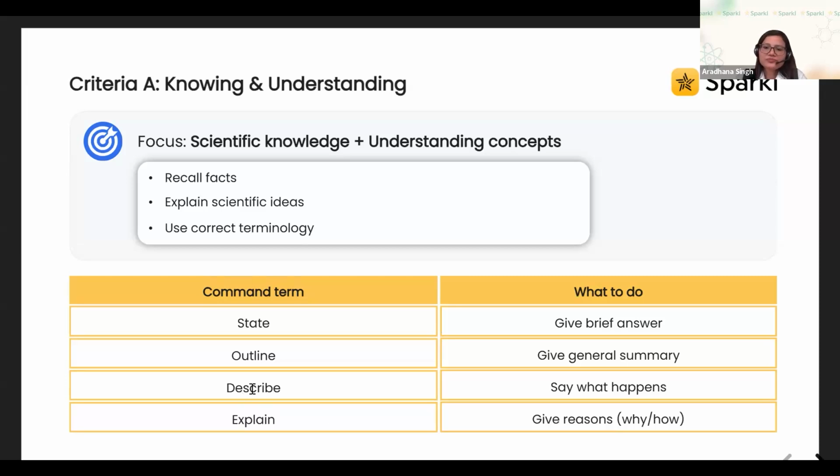Describe. You have to simply write what is happening if one parameter is changing, how the other parameter is changing. Again, in the same example, if force is increasing and mass of the body is constant, then what will happen to acceleration? It will increase or decrease?